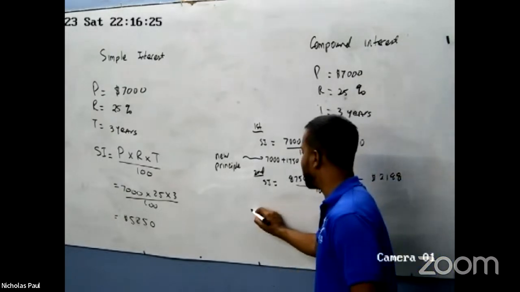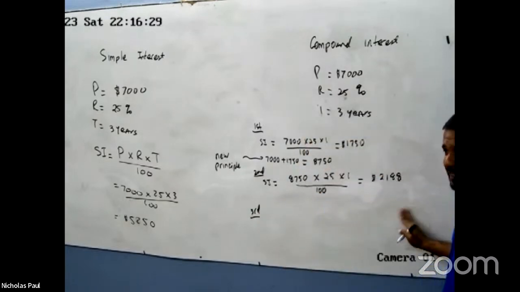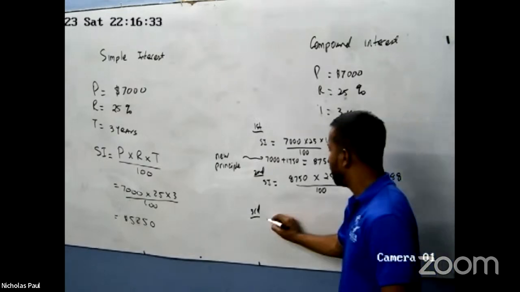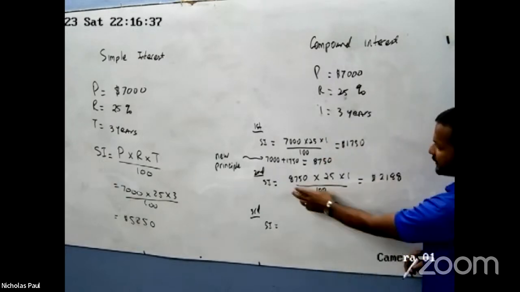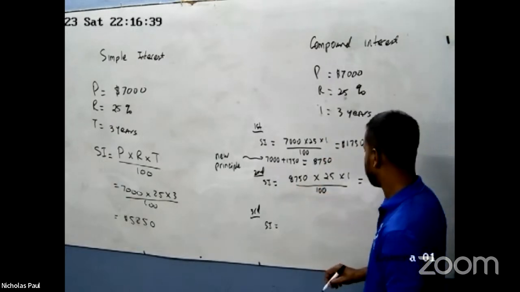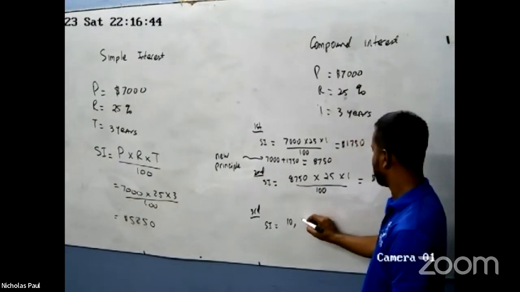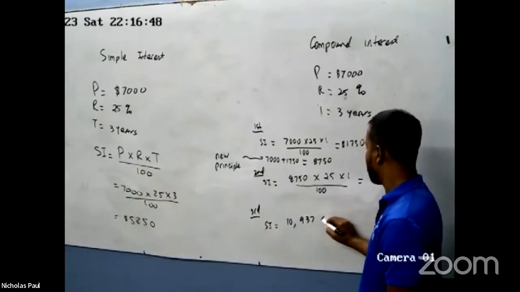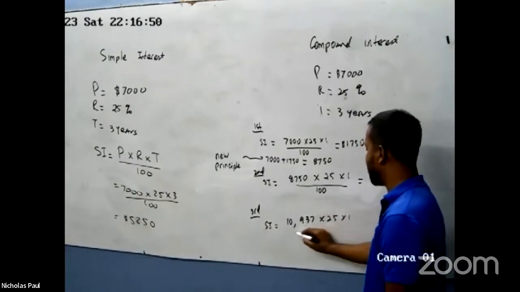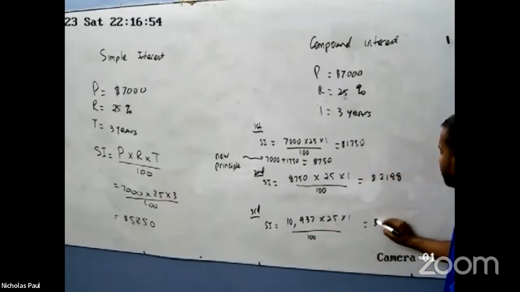Right? Third year now. Anybody confused? Everybody okay? It's a little bit long. Everybody okay with that? Third year. Simple interest. That would be adding 2,188 to this. How much is that? 10,937 by 25 by 1 year over 100. How much is that?